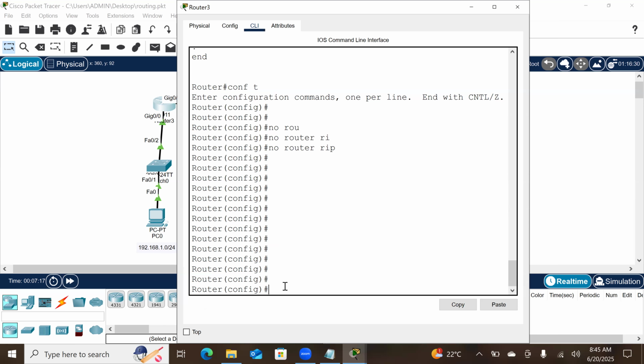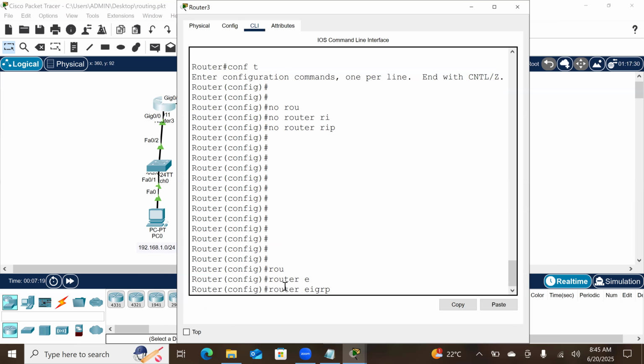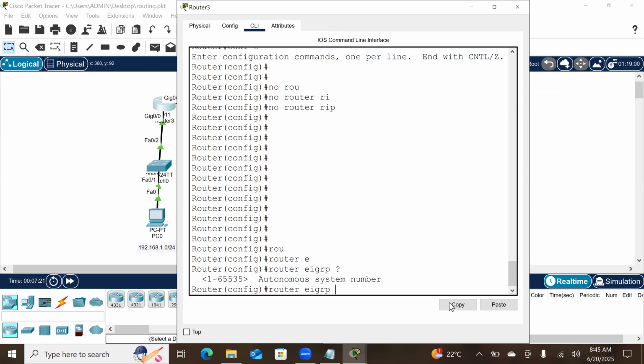So what you have to do again? Router EIGRP, if I say question mark, it says autonomous system number. As I already said, if the routers are in the same autonomous system number, then only they will exchange the routes. If they are not, we have to go for BGP.